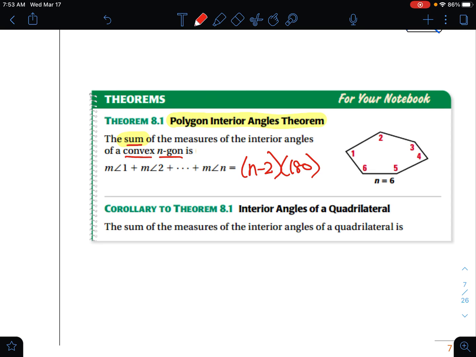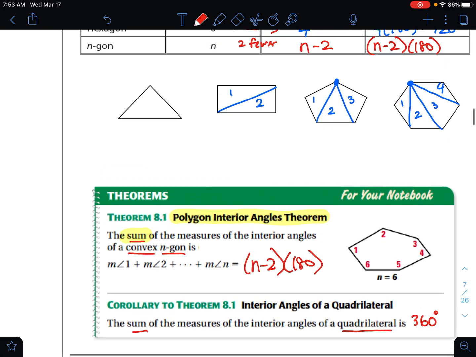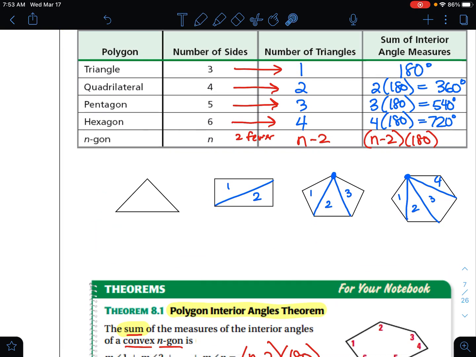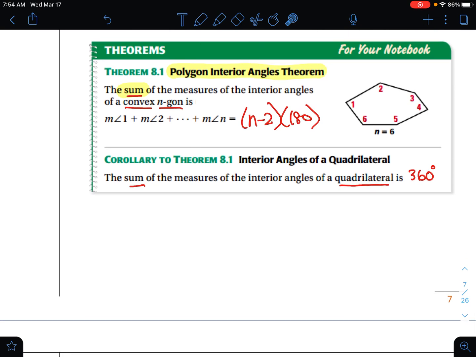Now we do have a corollary. Just because quadrilaterals are so common, the sum of the measures of the interior angles of a quadrilateral is 360 degrees. Okay, now you can calculate it. You can come up here and think about, well, there's just 2 fewer triangles than sides, and so I know 2 times 180 is 360. You'll probably remember, of course, triangles, but you'll probably remember quadrilaterals is 360 and pentagons is 540. Those are the 3 ones that are pretty easy to remember. When we get past that, we normally fall back on the formula.